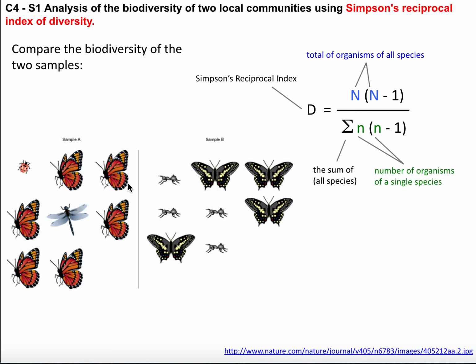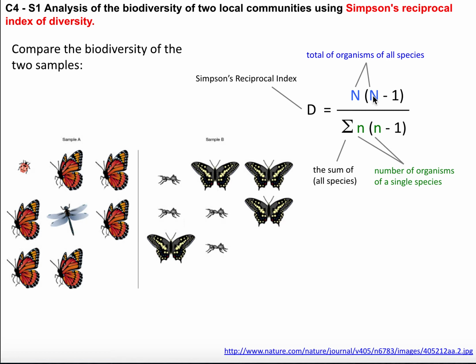So now we're going to look at the other calculation, which is the Simpson's reciprocal index of diversity. So the higher the number, which would be D here, would represent how diverse the ecosystem is. So we're going to compare these two pictures using these as our data to figure out which one is more healthy or which one is showing more biodiversity. Okay, so here we go.